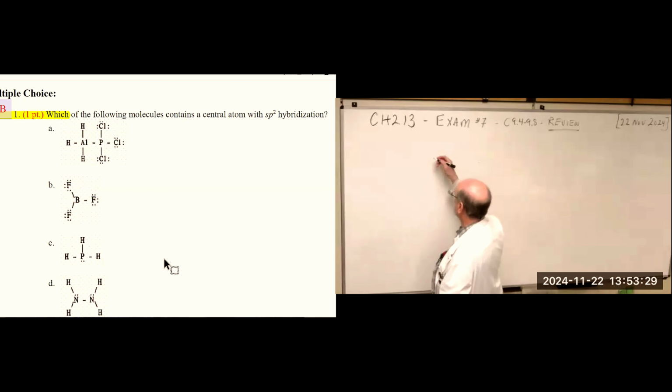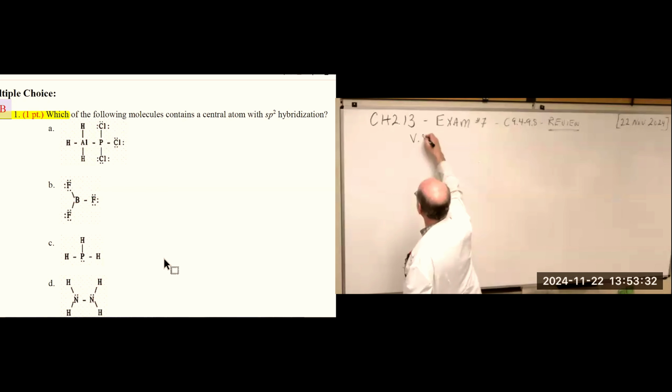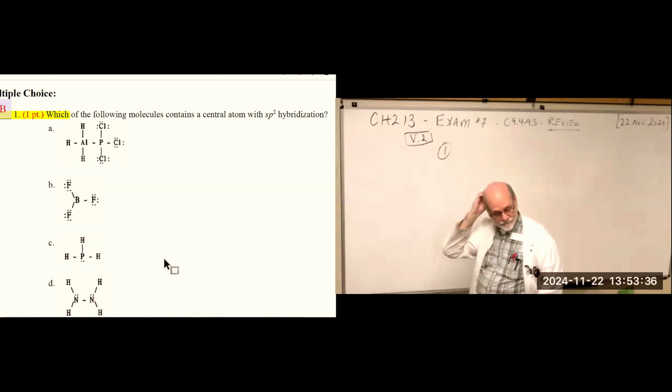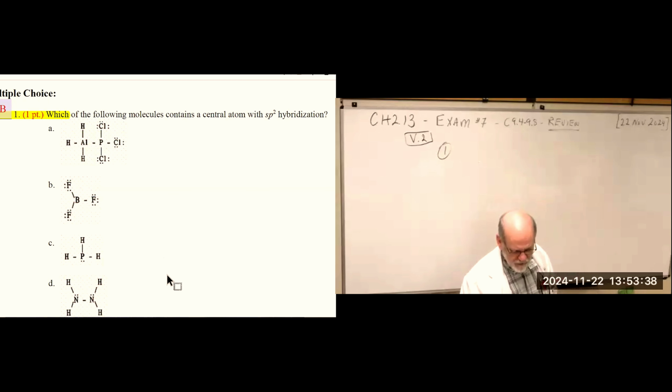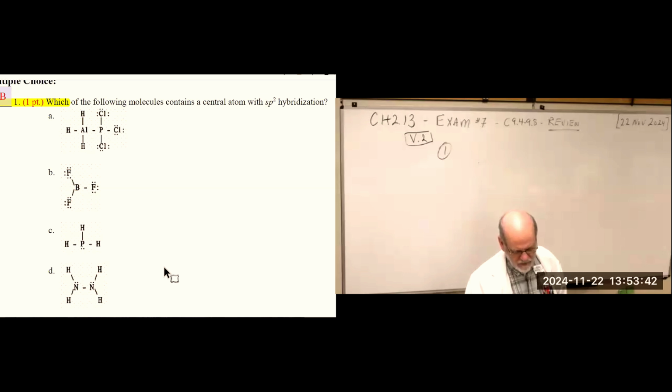This is version 2. I'm going to write that up here. Number 1. Which of the following molecules contains a central atom with sp2 hybridization? I'm going to have to decrease that to get them all on the board.